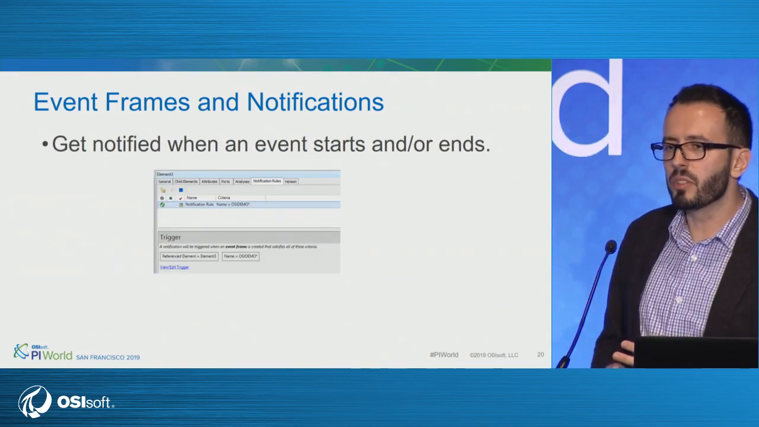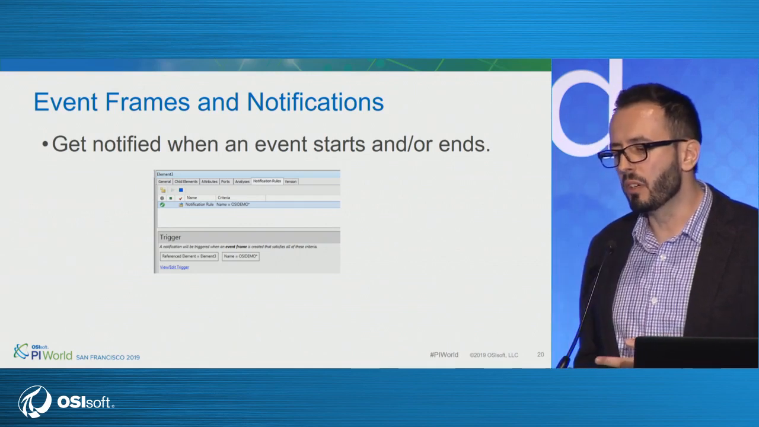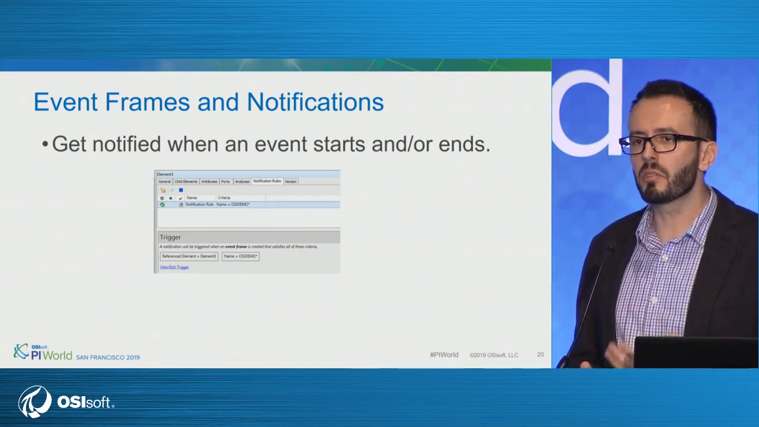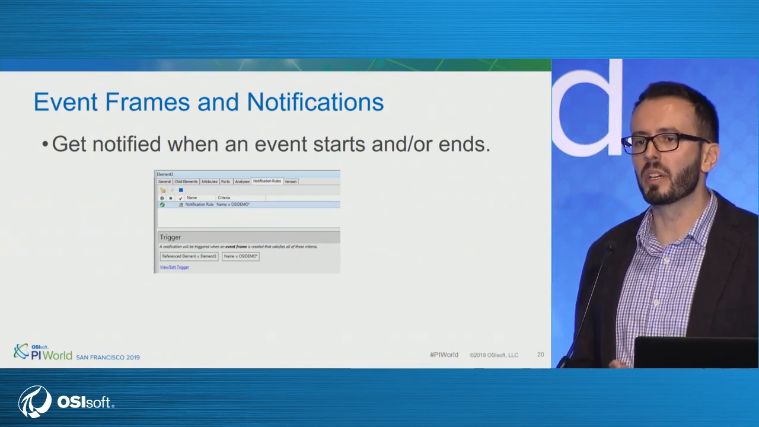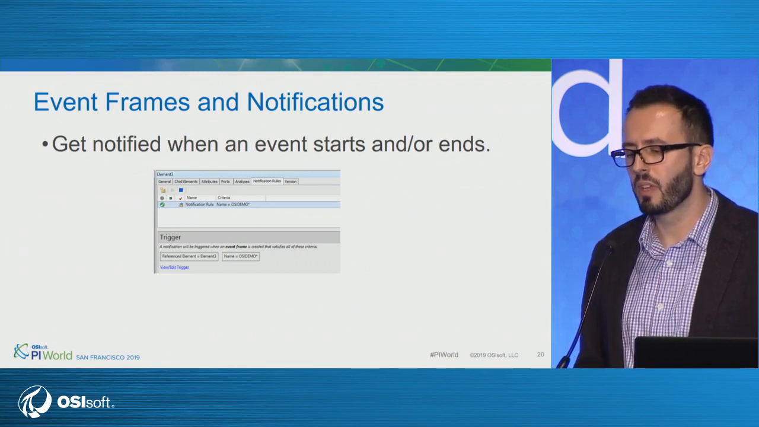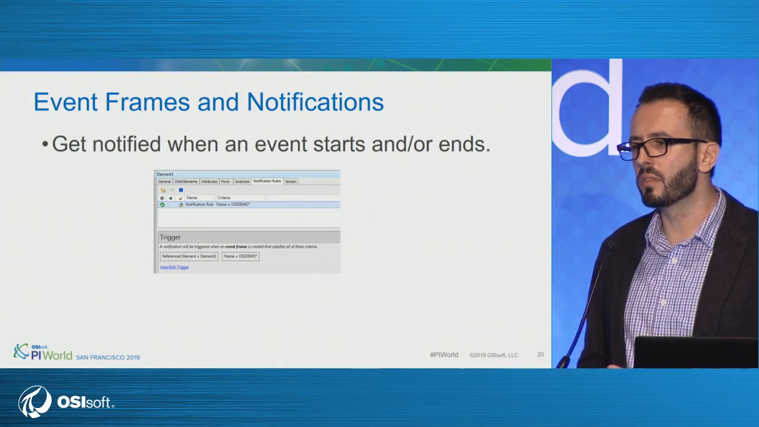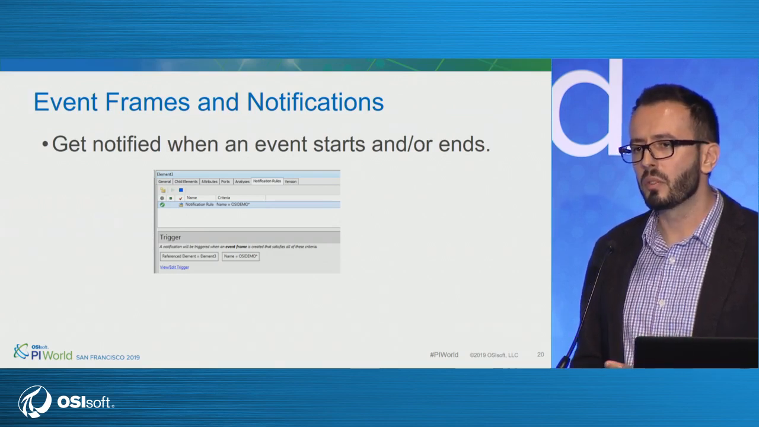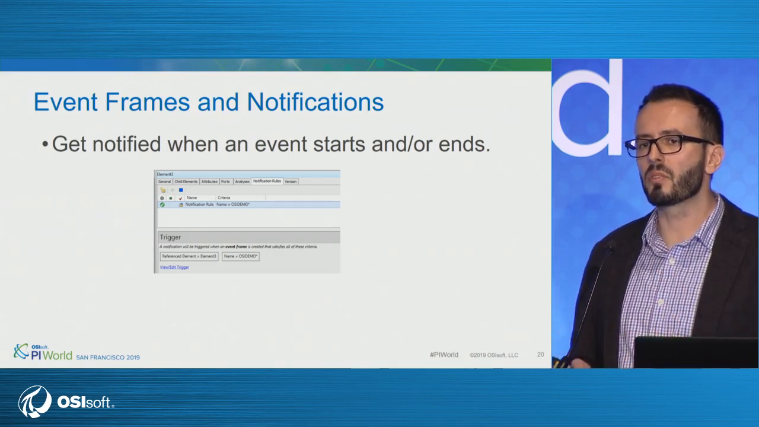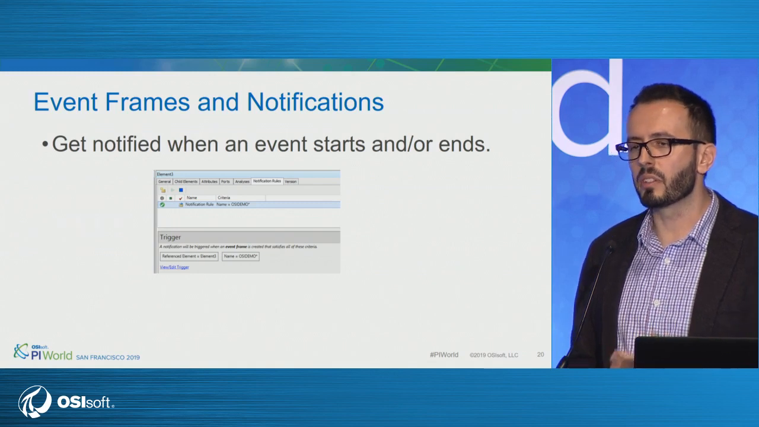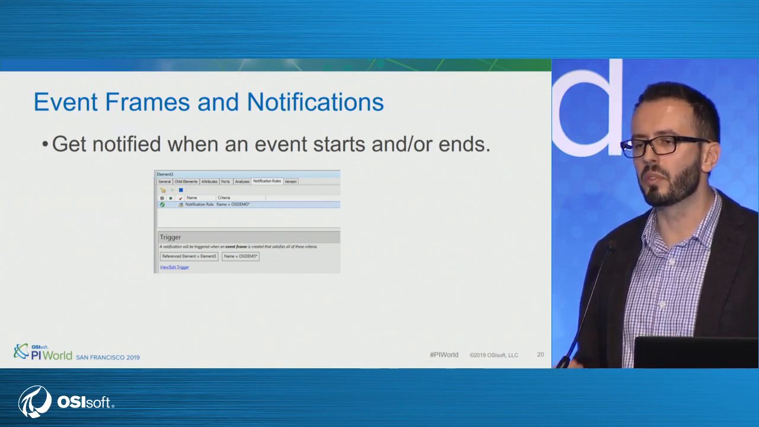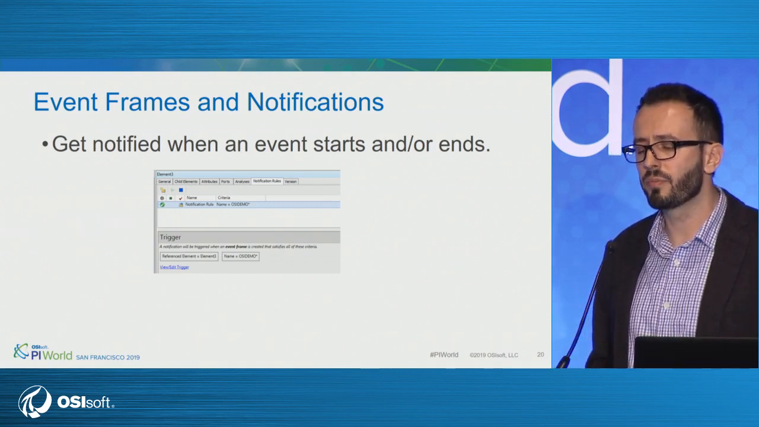In addition to generating event frames, there are many cases where interested parties want to be notified when these events occur. To do that, you can utilize the event notification rules. What this means is you define a notification rule and you specify the criteria for when you want to be notified when a certain event occurs.